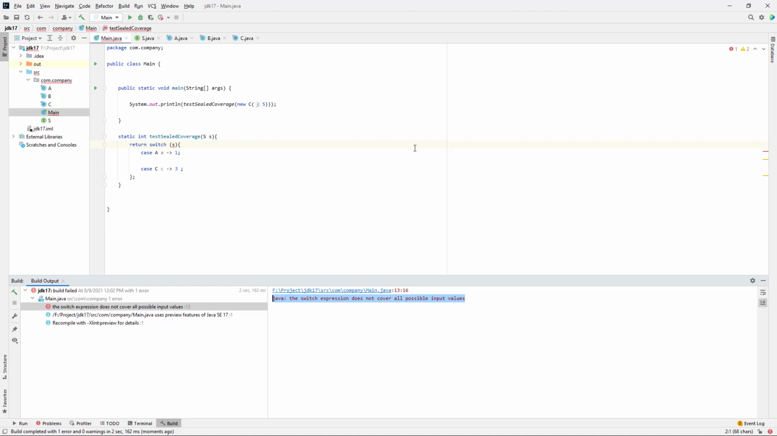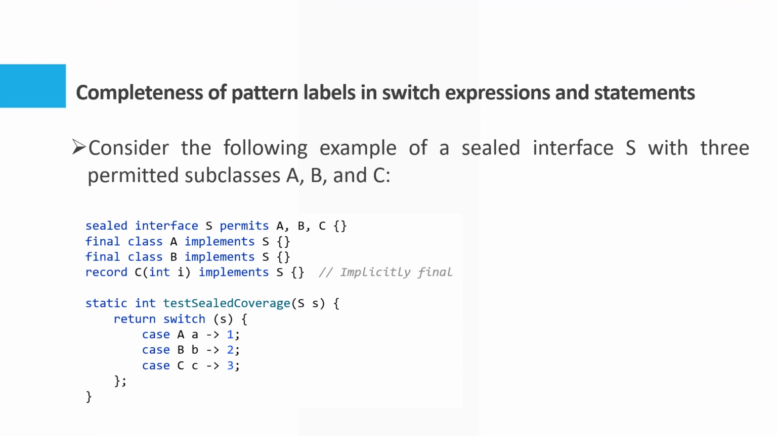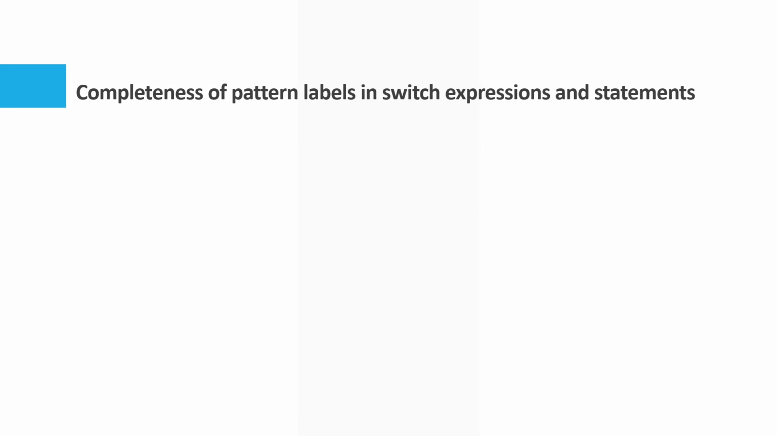For backwards compatibility reasons, all existing switch statements will compile unchanged. But if a switch statement uses any of the new features detailed in this video series, then the compiler will check that it is complete. More precisely, completeness is required of switch statements that use pattern or null labels, or whose selector expression is not one of the legacy types.